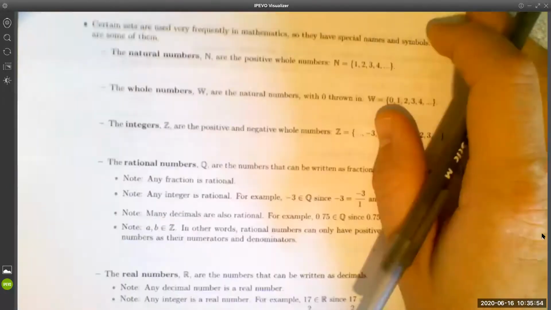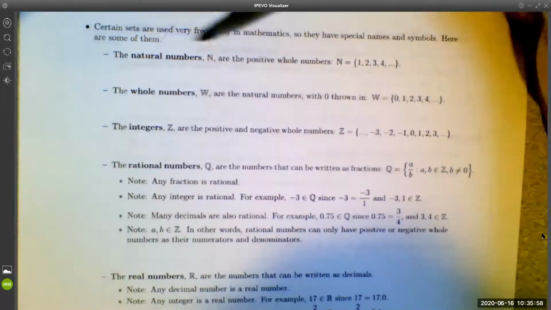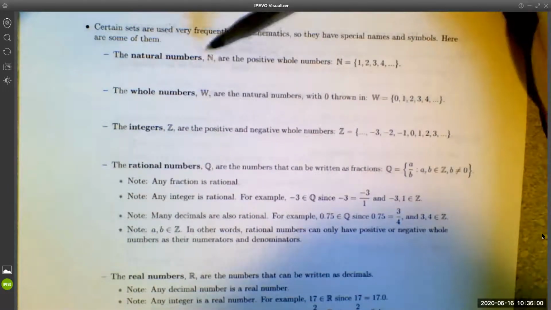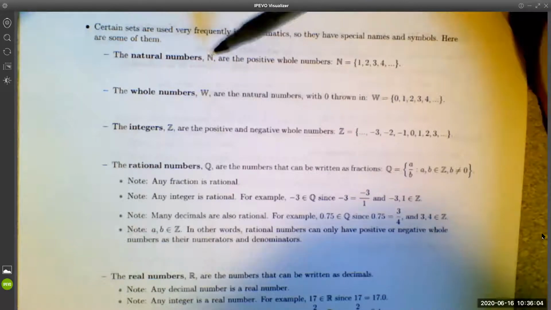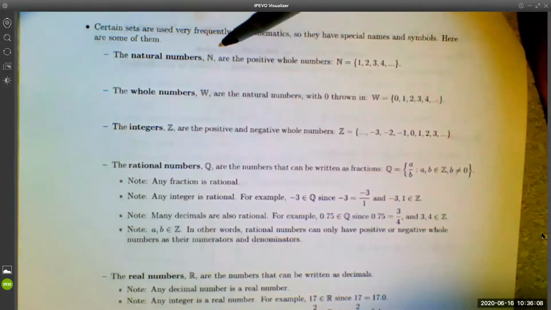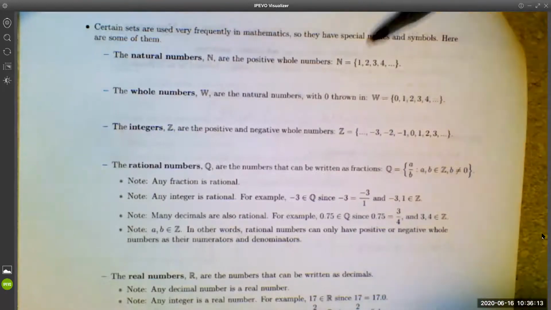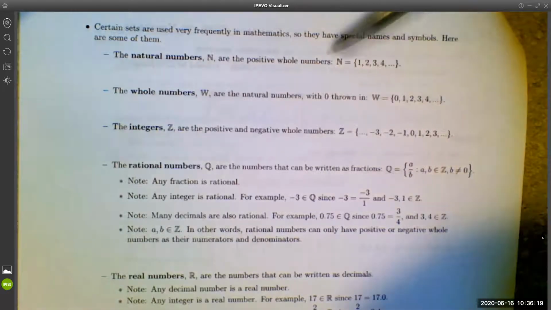Okay, so let's talk about these common sets of numbers. Starting with the natural numbers, as we saw on the previous page, the natural numbers are denoted with this N that has a double stem in the middle. This is the symbol for the natural numbers. Anytime you see this symbol, it means the natural numbers. The natural numbers are the positive whole numbers, right? So the natural numbers are the set 1, 2, 3, 4, 5, 6, 7, on and on forever. That's the set of natural numbers.